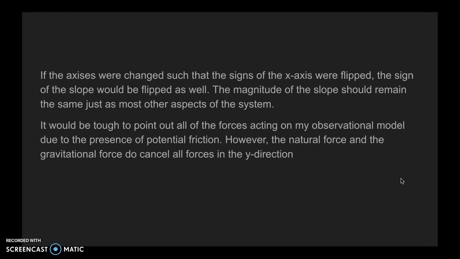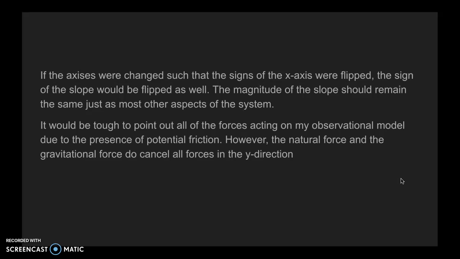As we move on, finally, we have the questions that we were asked to discuss in the video. The first question, my answer is, if the axes were changed such that the signs of the x-axis were flipped, the sign of the slope would be flipped as well, because it would be going in the negative x direction rather than the positive x direction. So this would just flip the slope, and there would still be a constant velocity. However, the constant velocity would be negative.